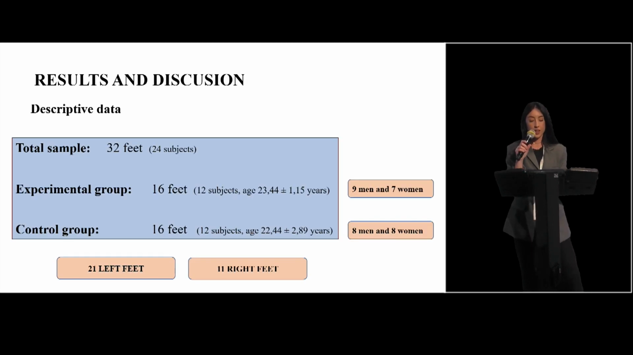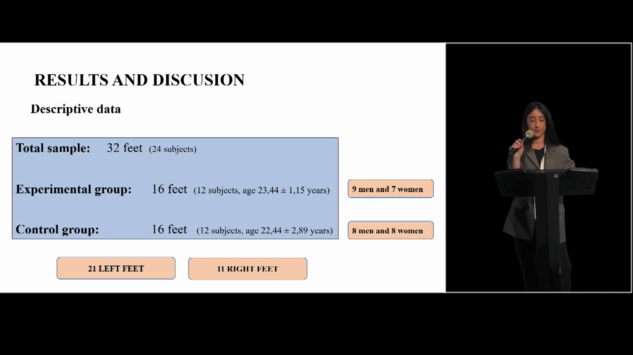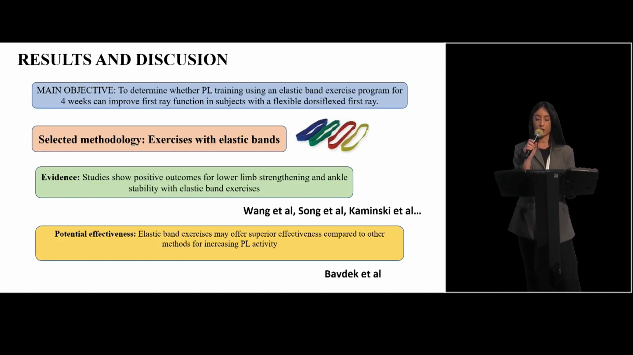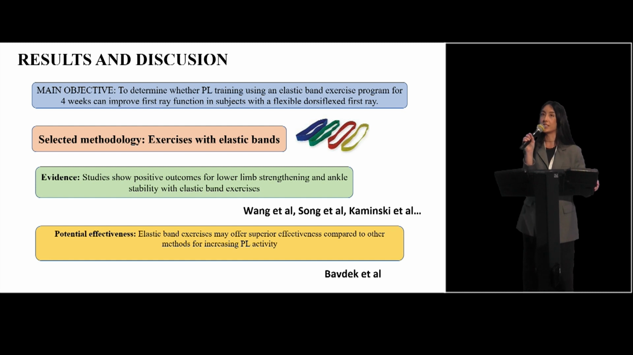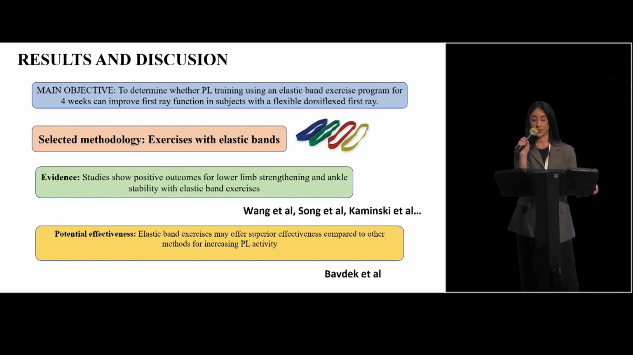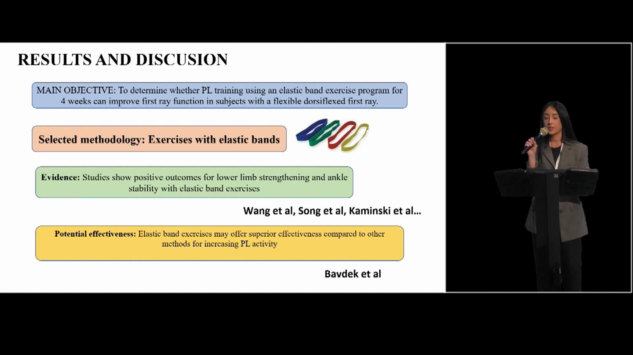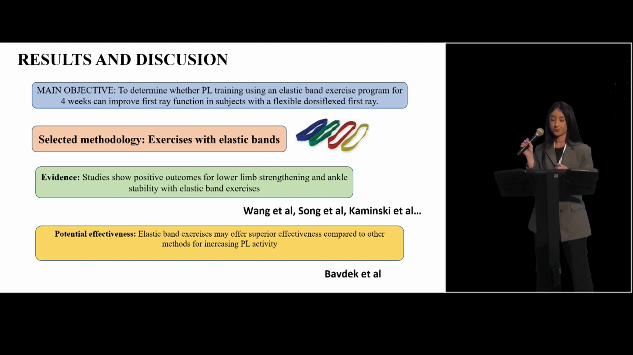The sample for this study consisted of 32 feet of 24 subjects, 16 in the study group and 16 in the control group. 21 left feet and 11 right feet were included. Regarding the methodology chosen for this study, we used exercises with elastic bands. Although there are no studies demonstrating effectiveness in this muscle, there are investigations with positive outcomes when used for lower limb strengthening and ankle stability improvement. Additionally, concerning other types of exercises to increase PL activity, which cause muscular habituation over time, we think this type of strengthening could be more effective.